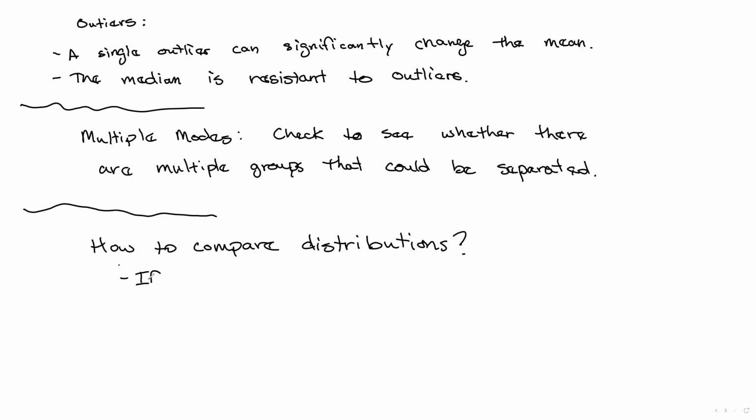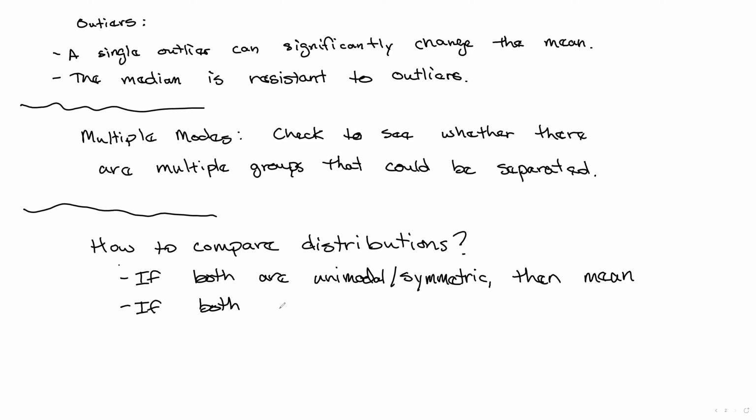So if both are unimodal / symmetric, then we can use the mean. If both are skewed, then I think it makes sense to use the median. What if there's a mix?